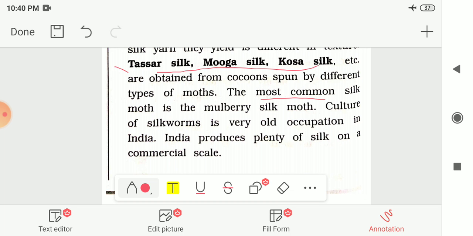The most common silk moth is the mulberry silk moth, and the culture of silkworms is a very old occupation in India, and India produces plenty of silk on a commercial scale. So this is all about silk and wool, that is how we get fabric from the fiber. This we had seen in chapter number 3, that is fiber to fabric.